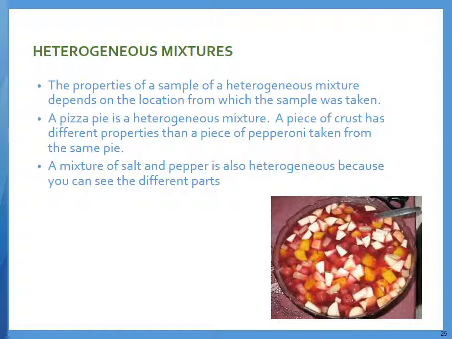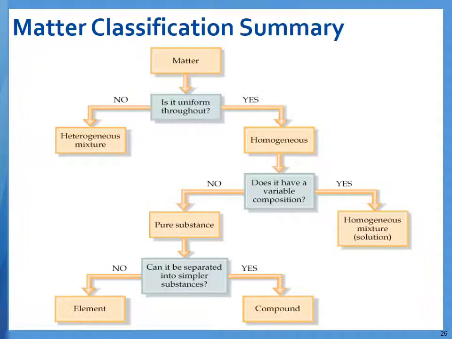When you look at it, you see different pieces. And so you can see here that some fruit jello is heterogeneous because you can see the different parts. If you took a spoon from the right-hand side, you might get an apple. If you took it from the left-hand side, you might get a grape. If you took it from the center, you might just get jello, etc.